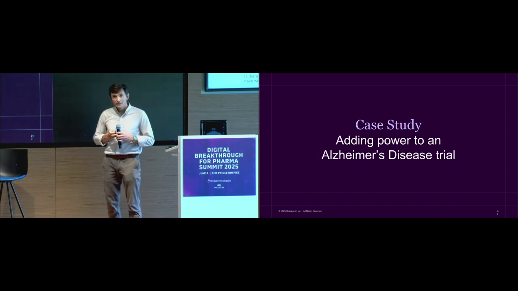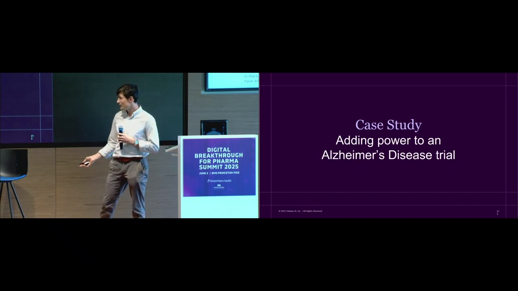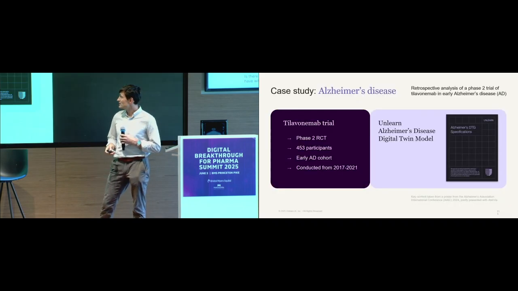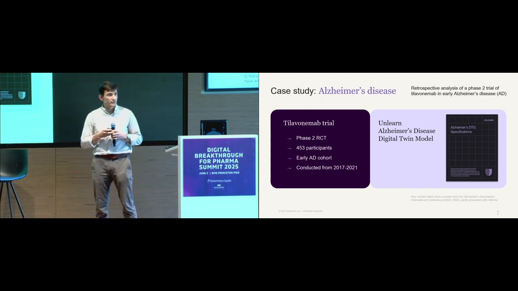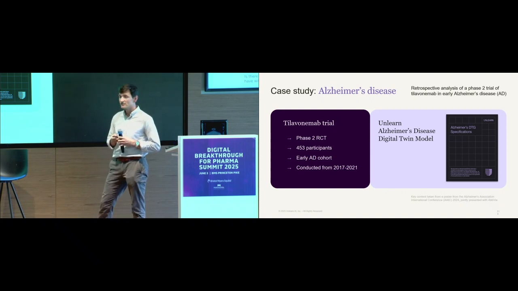So that's all the theory of the approach, and I want to talk about a particular case study and the benefits of this case study. So here is an example of adding power to an Alzheimer's disease trial. This is one example of us applying our Alzheimer's disease digital twin model with a partner, AbbVie. This was last year. So they have a fully proprietary trial data set that we got to apply this approach on to prove its efficacy. So it's a phase 2 randomized control trial with about 450 participants in an early AD cohort, relatively contemporary, 2017 to 2021 is when this trial was run.